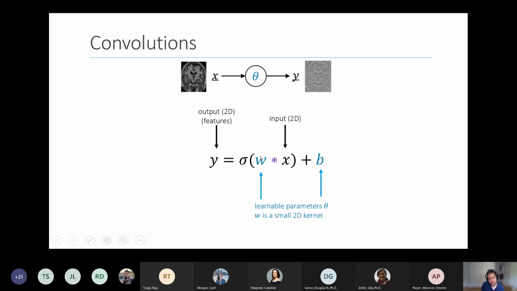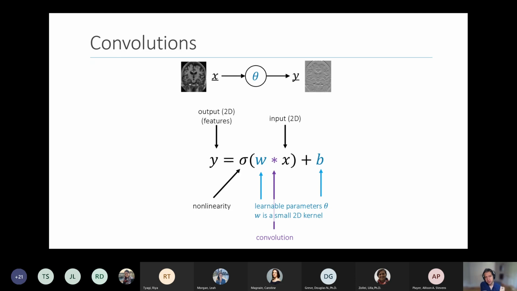Except here, the weight is not a scalar. It's a very small kernel. Usually very small, though it could be as big as you want. And by kernel here, I just mean another very small 2D matrix, maybe a 3x3 or something really small. Okay, and you still have your nonlinearities. That is exactly the same as before. But the important difference here is that it's a convolution, not a multiplication.